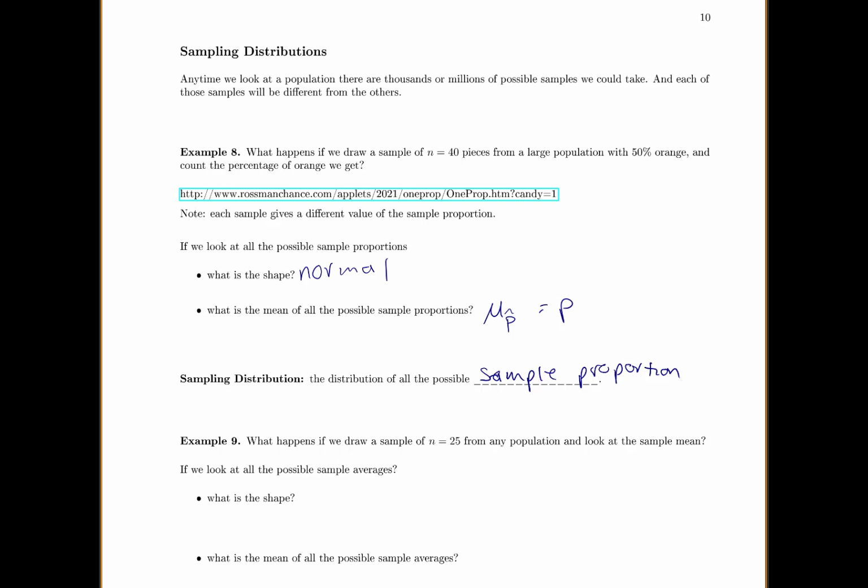Now in that example, we cared about proportions. We could also do sample means. We could do sample standard deviations. We could do our sample medians. Anything you can think of, you can find the distribution for.